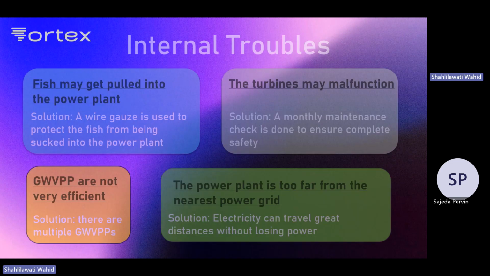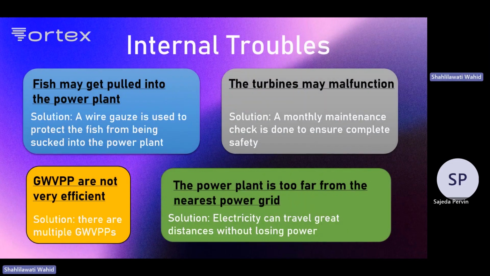solve them. The first issue we thought of is that fishes may accidentally flow into the GWVPP. To solve this, we will be installing a wire mesh at the entry of the dam that will prevent fishes from going through and potentially damaging the turbines. Next up, GWVPPs on their own aren't very efficient and can't generate too much power. So that's why, as you could see in the design earlier again, we will be installing 3 of them to generate as much power as possible.